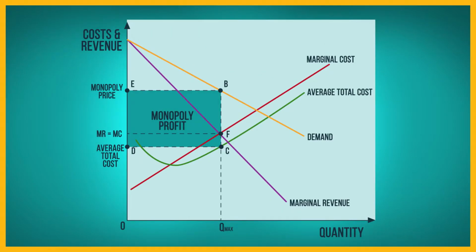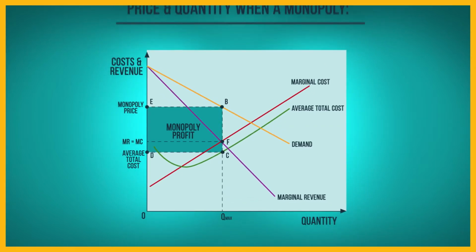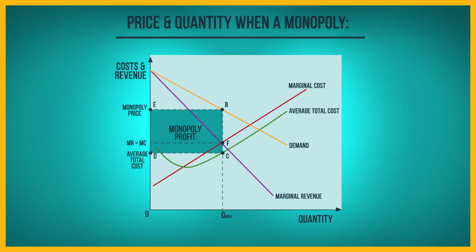This graph illustrates the differences. The graph shows the cost curves for monopoly and the market demand curve for the product. Our first task is to identify the price and quantity that occur when the industry is a monopoly.